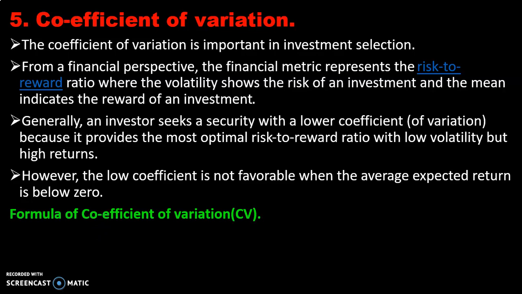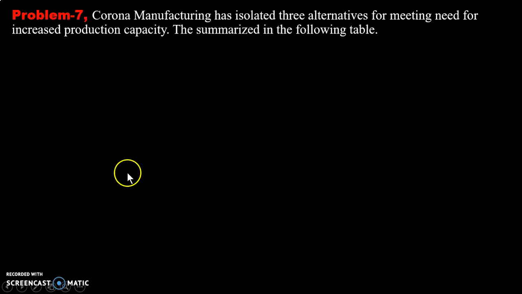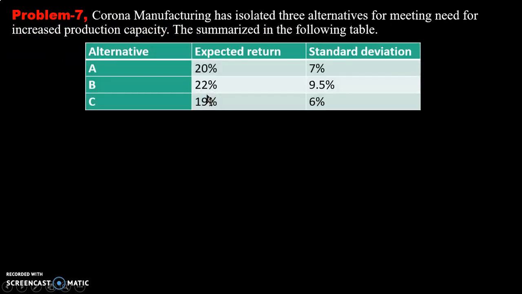The formula of the coefficient of variation equals sigma divided by R bar. That means standard deviation divided by expected rate of return. This is problem number 7, and using this problem we calculate the coefficient of variation. Corona Manufacturing has isolated 3 alternatives for meeting a need for increased production capacity, summarized in the following table.